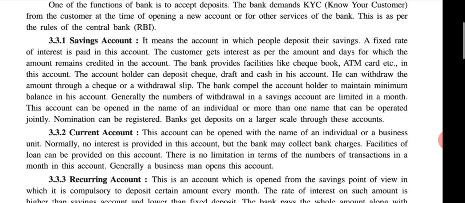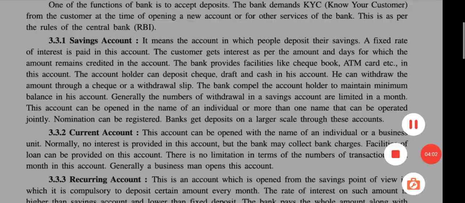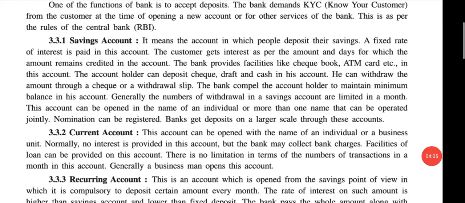In this, the account holder can deposit check, draft, and cash in his account. Like if I am an account holder, then I can deposit my money through check or through draft or cash in my account. He can withdraw the amount through a check or withdrawal slip, and also withdraw through the ATM card. The bank compels the account holder to maintain minimum balance in his account.